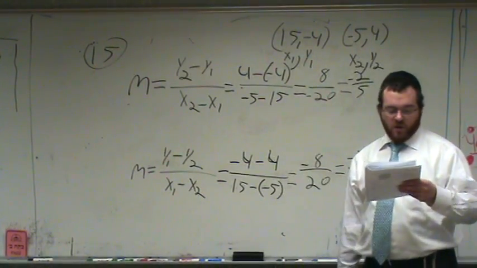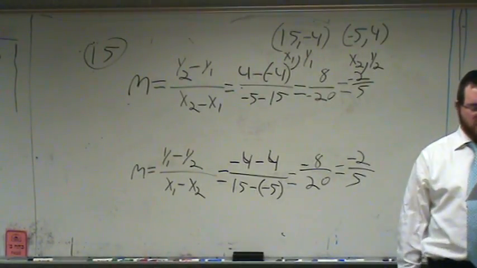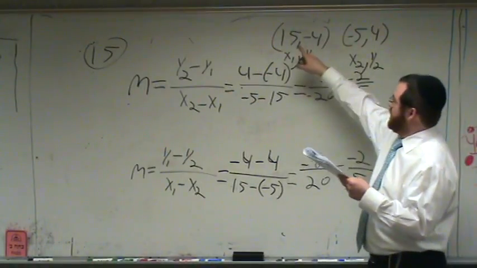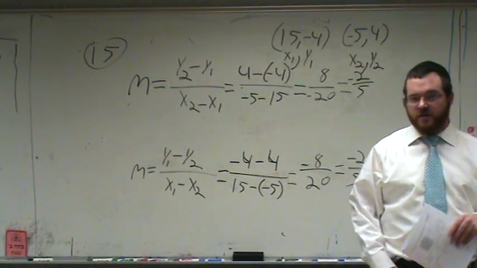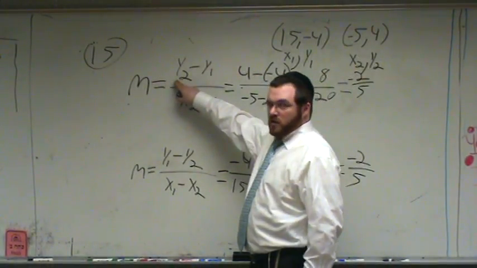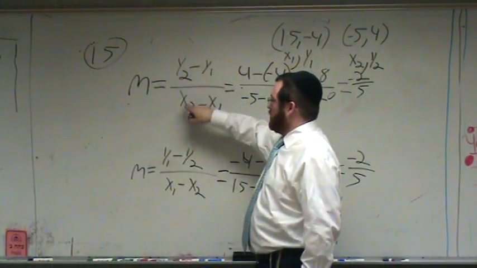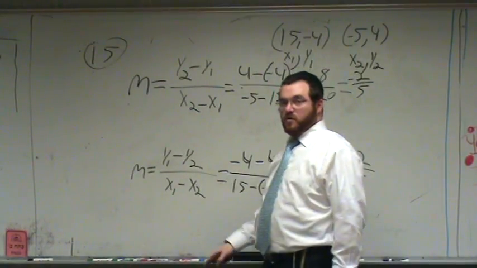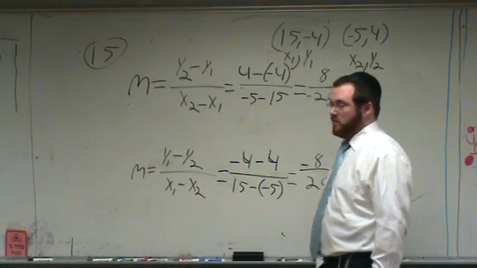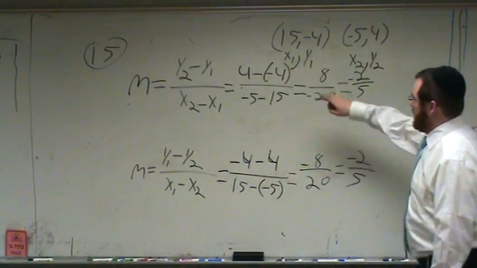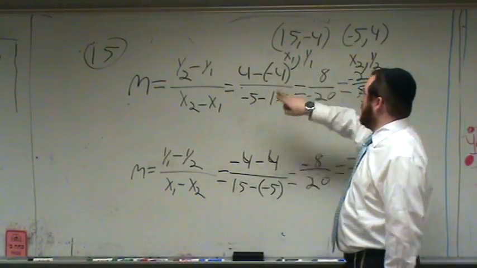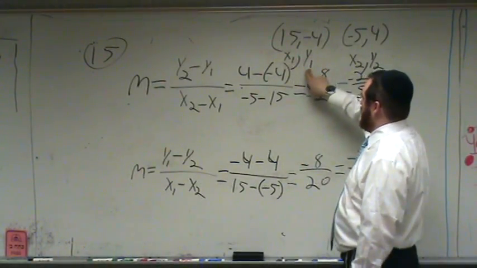Question 15. What is the slope of a line that passes through points -5, 4 and 15, -4? Well, to find a slope, the slope is y2 minus y1 over x2 minus x1, or y1 minus y2 over x1 minus x2. So, let's take 15, the x being 15 and the y being -4 as x1, y1.